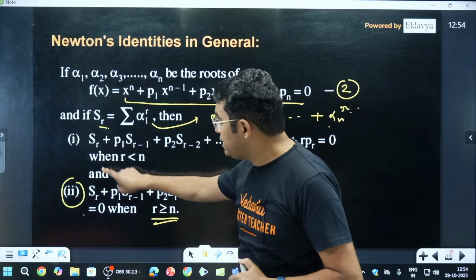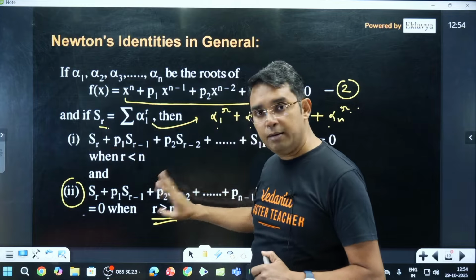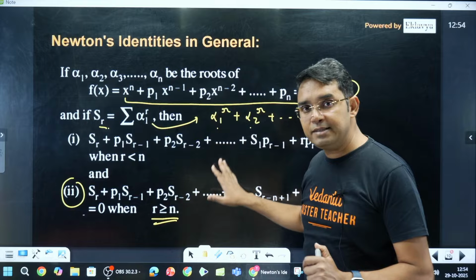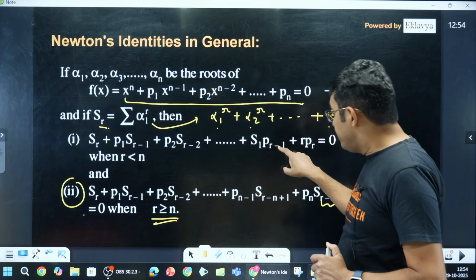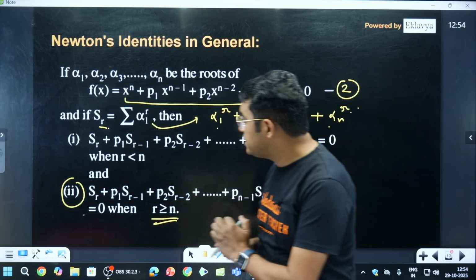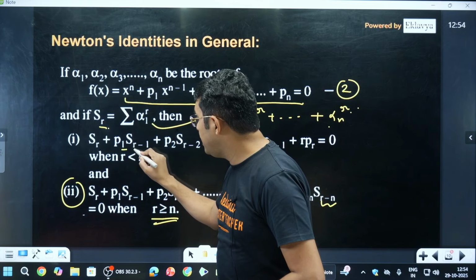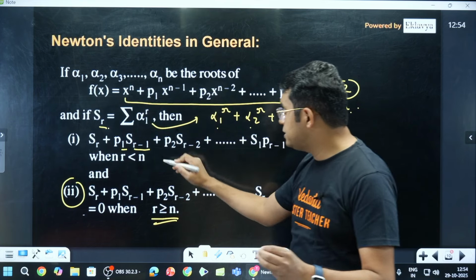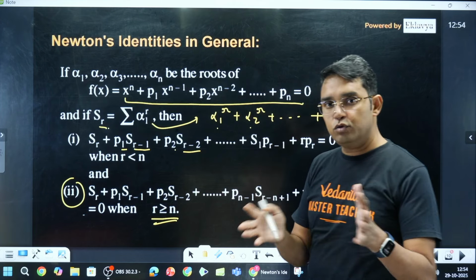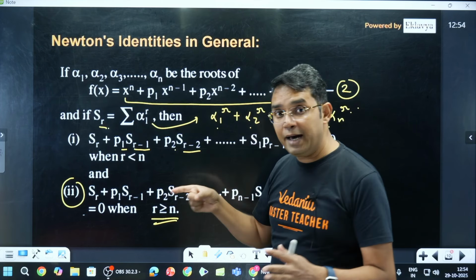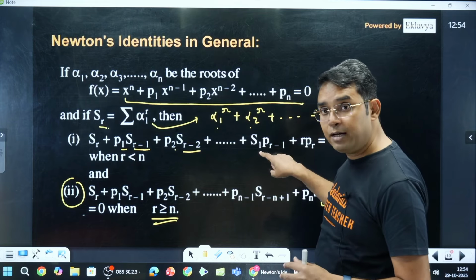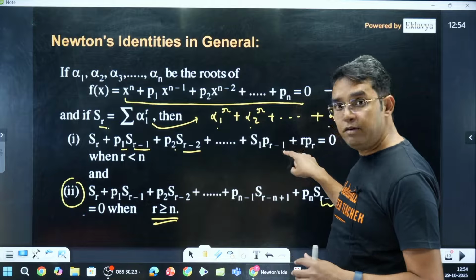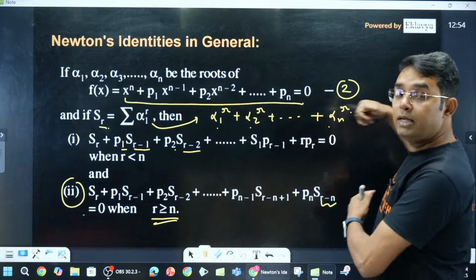You will start with S_R, then P1 S_{R-1}, same thing, P2 S_{R-2}, same thing, and so on. Similarly, S1 P_{R-1}. Actually, you can see that every time, P1 with R-1, their sum is R, P2 with S_{R-2}, sum is R. But because R is less than n, there will be some point where S1 will come and this P_{R-1} will be there, but there will be a few more terms after that.